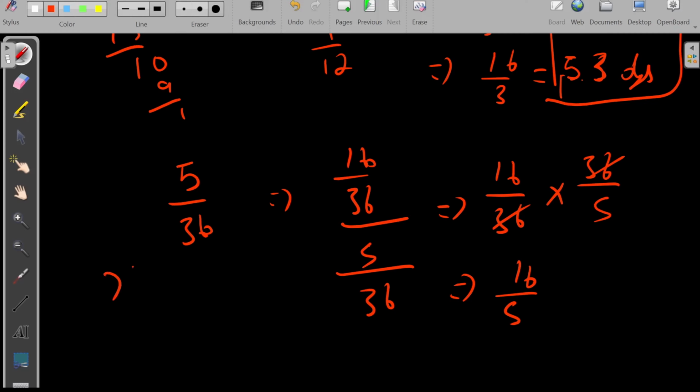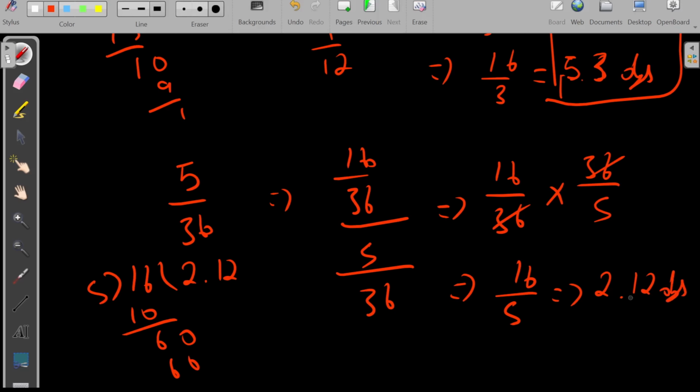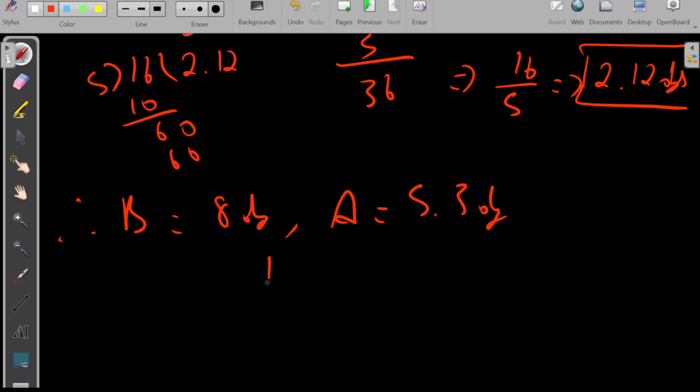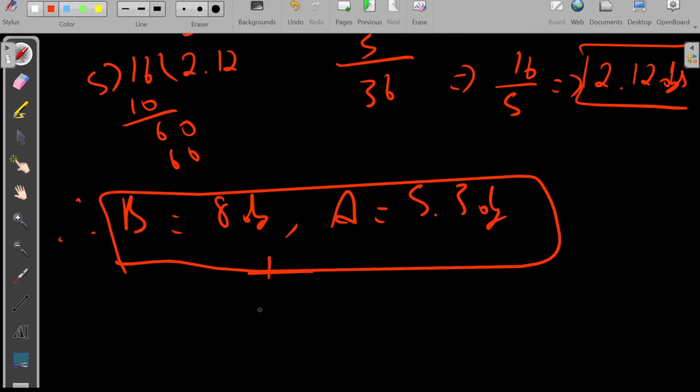So let's divide that. 16 over 5. 5 2s would be 10. We have 6, that would be 60. 5 12s would be 60. So if they were to work together, they would have completed in 2.12 days, which is a lot faster and quicker than if they were to work individually. So therefore, B can complete the work in 8 days. If A were to work alone, he would complete it in 5.3 days. And if they were to work together, both A and B, they would have completed in 2.12 days.